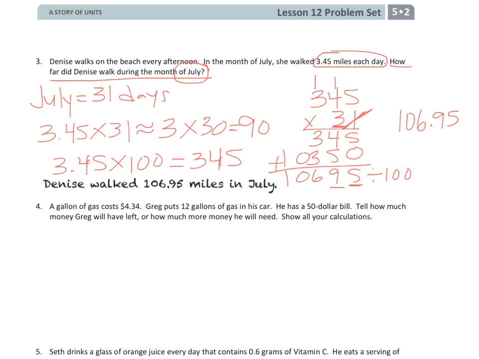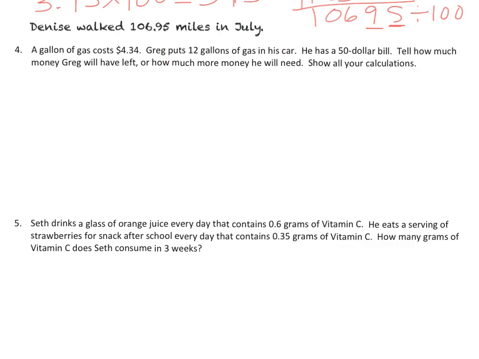All right, here we go for another one. Number 4. A gallon of gas cost $4.34. Greg puts 12 gallons of gas in his car. He has a $50 bill. They want us to tell how much money Greg will have left, or how much money will he need. They want us to show our calculations. So we need to figure out if he has enough money or if he needs to owe more money since he wants to put 12 gallons of gas into his car.